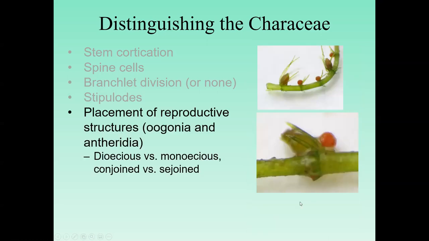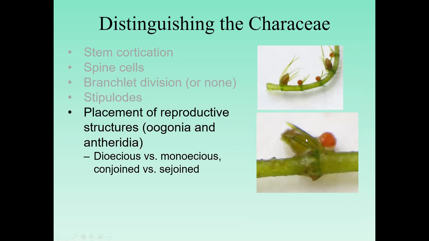And then the placement of the reproductive structures is really important. The female reproductive structure on a Chara, or anything in this family, is called the oogonium, and the antheridium is the male structure. Oogonia is the plural form of oogonium. Antheridia is the plural form of antheridium. And whether these things are touching each other or separated is important.